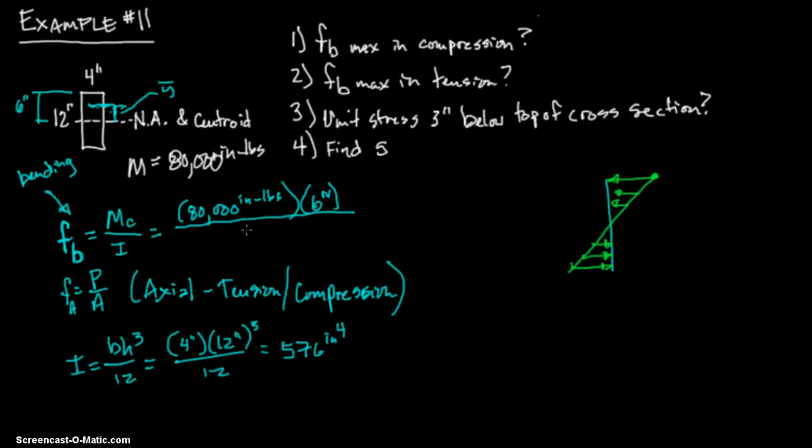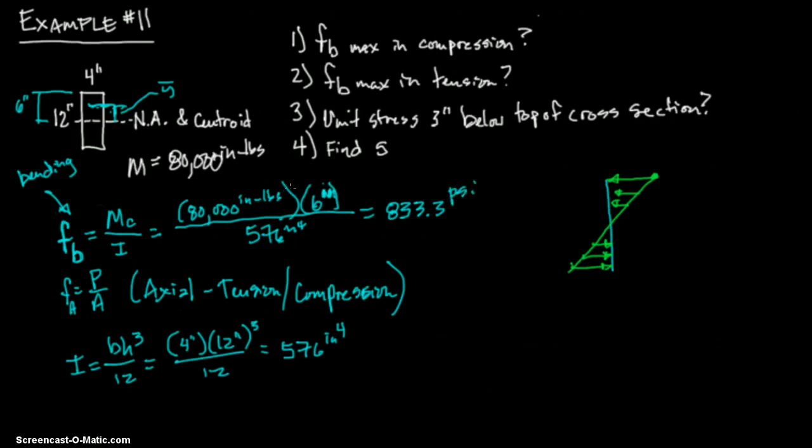576 is your I, so we're going to put that up here. 576 inches to the 4th. Remember to carry your dimensions because that will help you check a lot of things. Let's go ahead and calculate this out. 80,000 times 6 inches divided by 576 equals 833.3. And that is PSI, but let's go ahead and prove that by getting rid of inches.